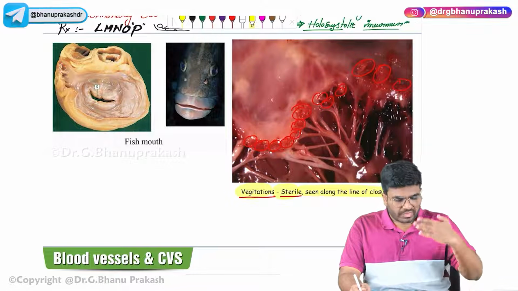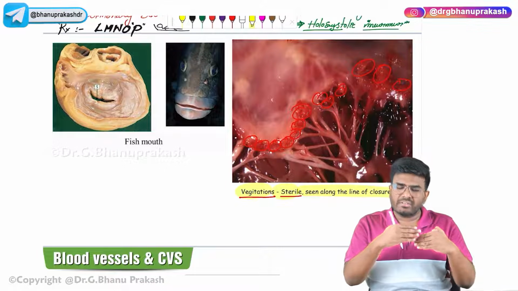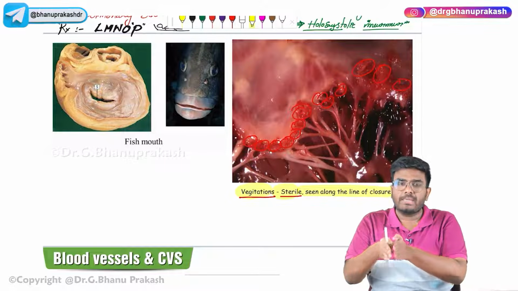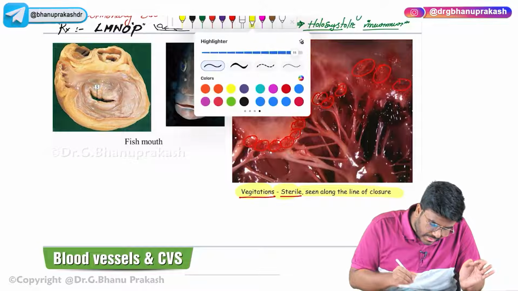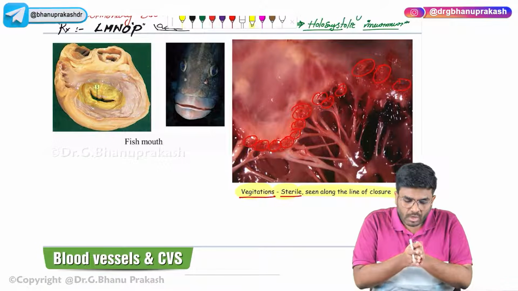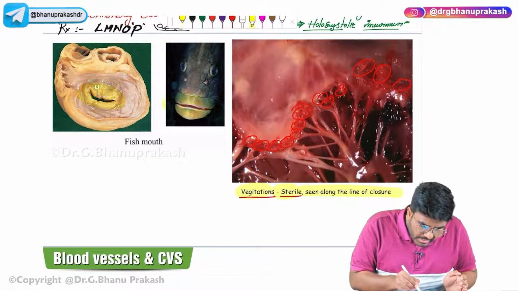With repeated attacks, mitral regurgitation happens and then it will heal. The valves are going to be healed with fibrosis. With time, what happens? The mitral valves are going to be calcified and there will be stenosis. See here, the mitral valve is calcified. It's now not opening properly. It is stiffened, it is narrowed, and it's almost looking like a fish mouth.